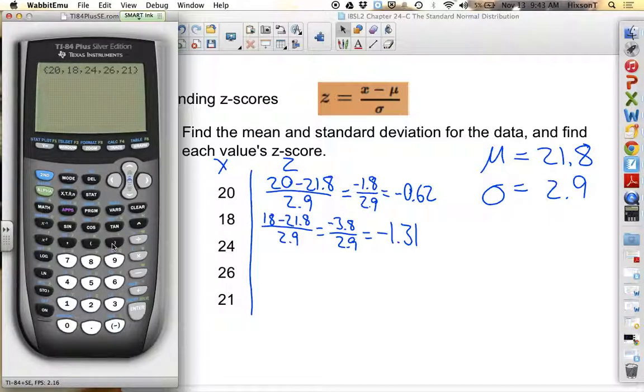So here I have my whole list of data. If I subtract the 21.8, by the way, if I found the mean right now, it would be 0. Okay, but we're not done yet. Now we're going to divide that by the 2.9. Okay? So there's our negative 0.62. There's our negative 1.31. The next one should be positive, and it is. So that's a positive 0.76.